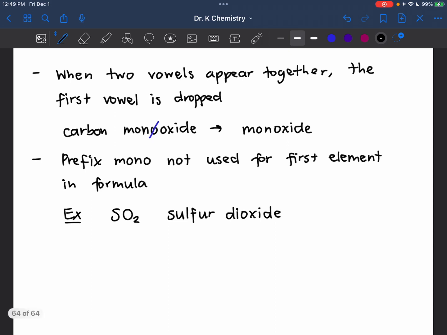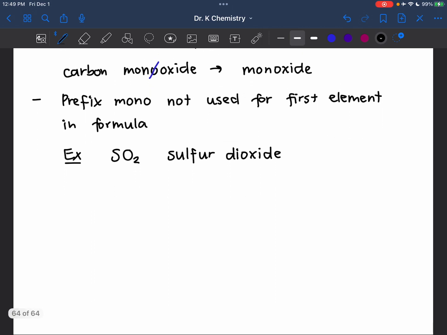Let's try a few covalent compounds that we can name. So let's take a look at these.